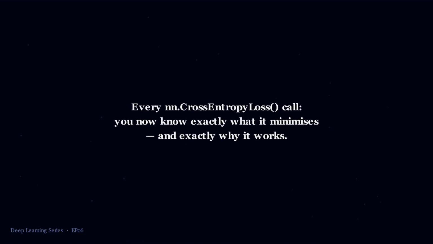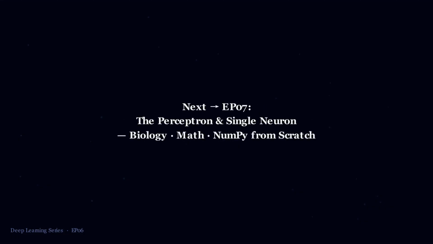Every time you write cross-entropy loss from here on, you will know exactly what mathematical object you are minimizing and exactly why it works. Next episode, the perceptron, a single artificial neuron, from the biological inspiration through the math, all the way to a working implementation trained from scratch in NumPy.